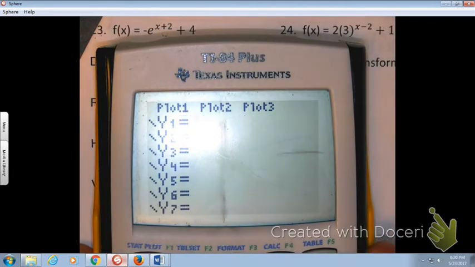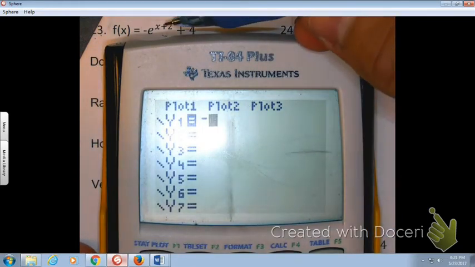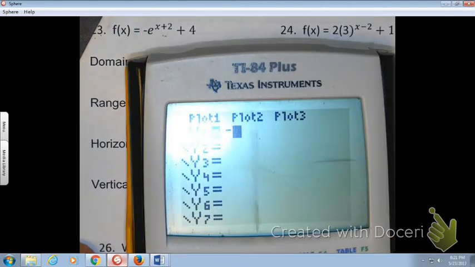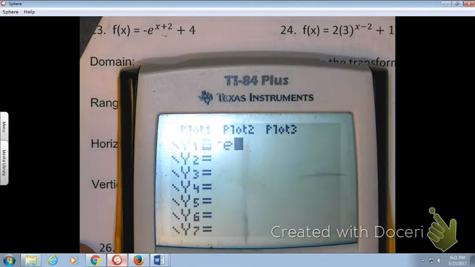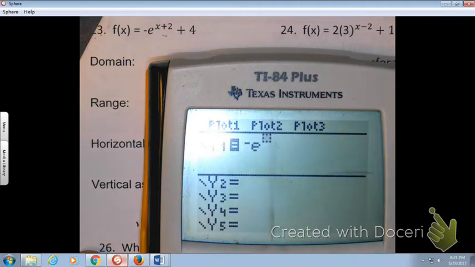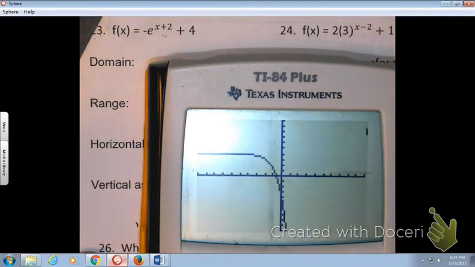I'm going to get rid of that, and I'm going to have negative e, okay? So there's two ways of getting to e. We can press second and then ln, which gives you e to the power of x, or you can just press second, divide, and this gives you the e. I am used to just pressing second divide. So I have negative e to the power of x plus 2, and then you move to this side and put a plus 4 behind. We graph that, and this is what we get.